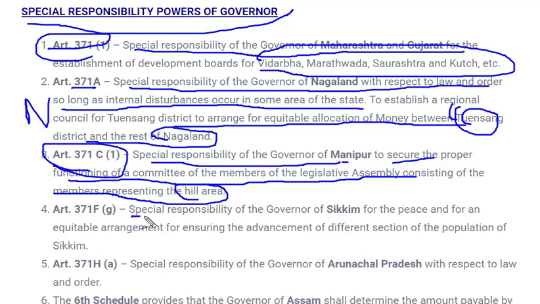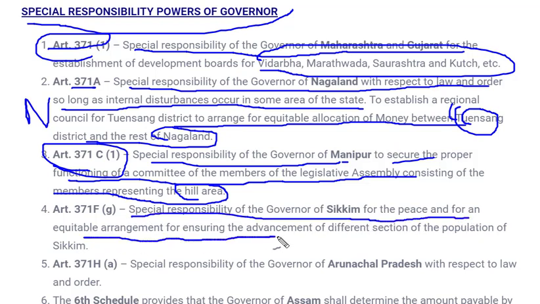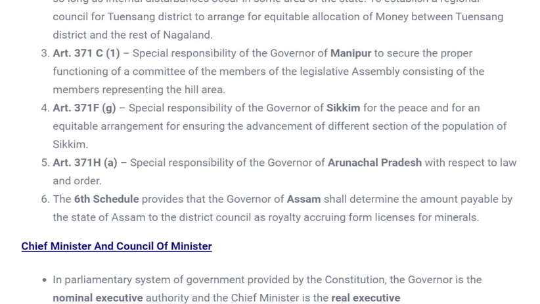Next is the special responsibility of the governor of Sikkim for peace and for an equitable arrangement for ensuring the advancement of different sections of the population in Sikkim. Again, in Sikkim there is a problem of peace. That means some kind of insurgency is there, and there are different sections of people everywhere in Sikkim. The culture in Sikkim varies from place to place. That's why the governor has the responsibility to take care of peace in that state.